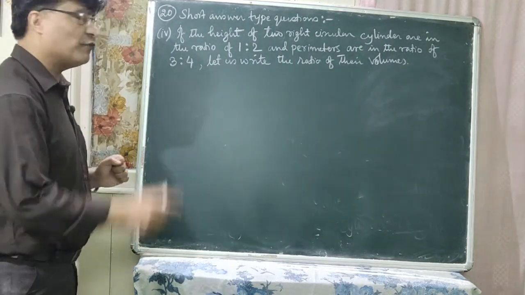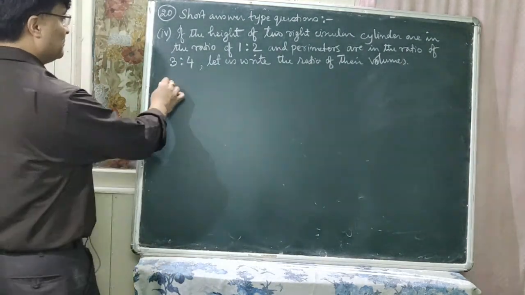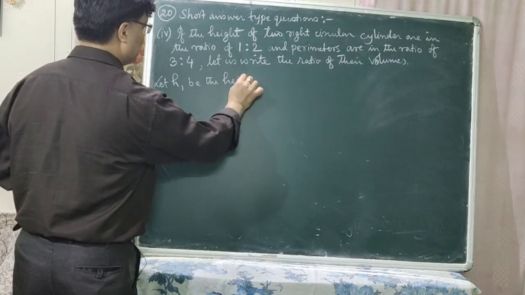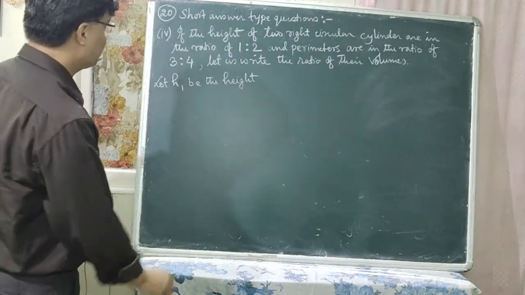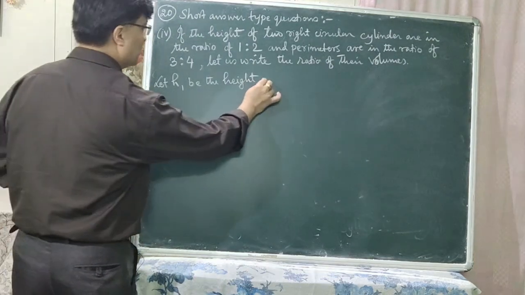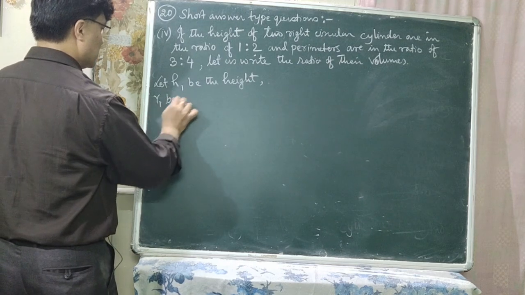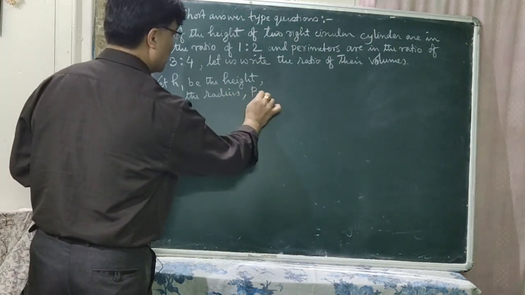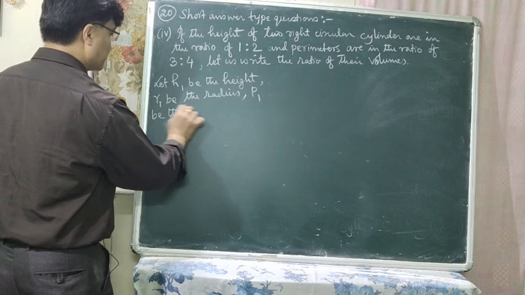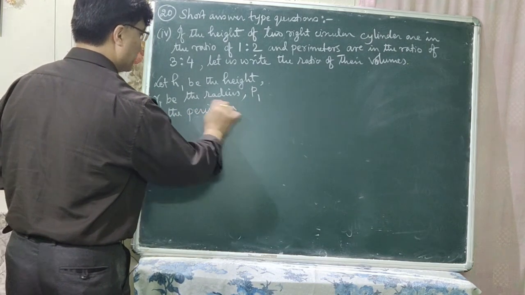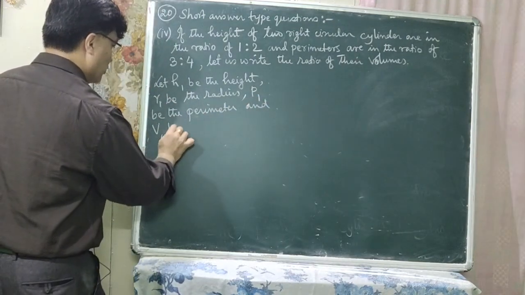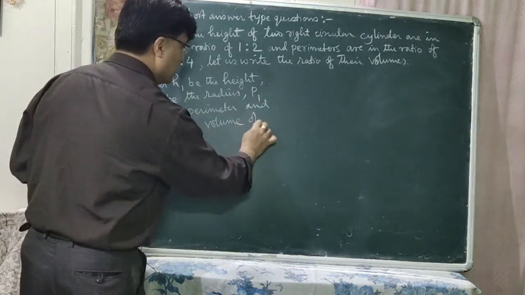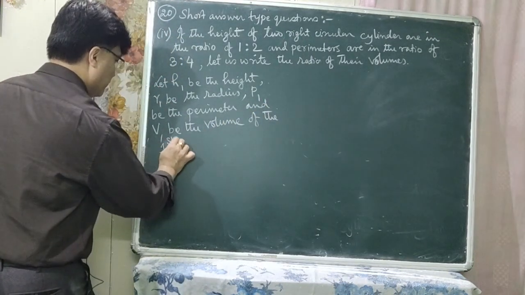Okay. So let us assume for the first right circular cylinder, let H1 be the height, R1 be the radius, small p1 be the perimeter, and V1 be the volume of the first cylinder.